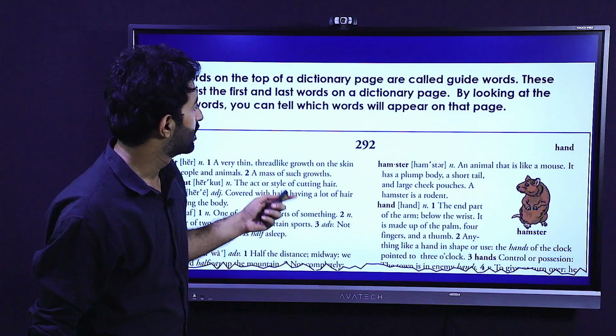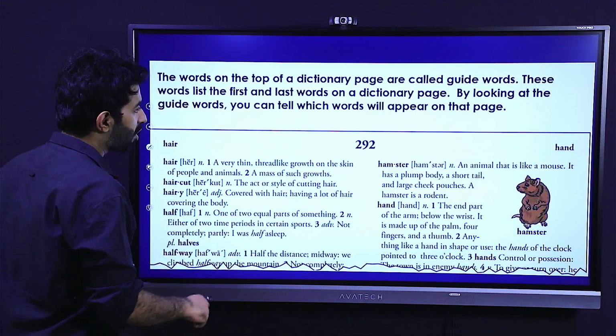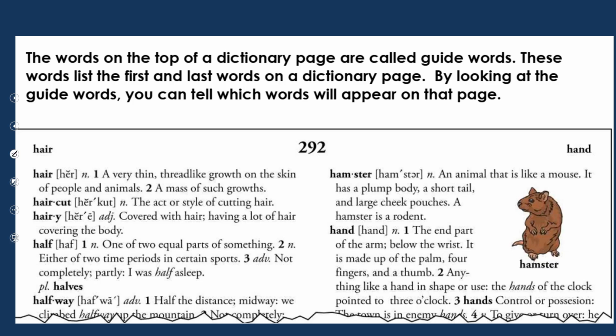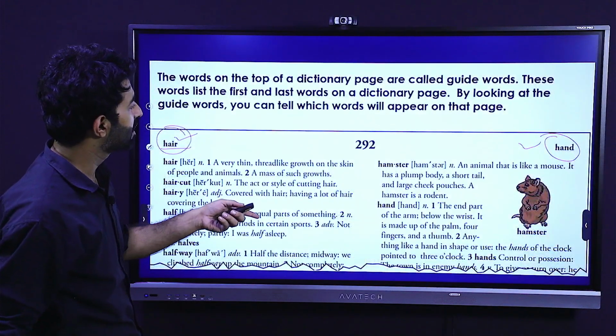All right. So students, we have already talked about it in one of the lessons. When we are opening a page of a dictionary, we find two words at the top left and right corners. They are guide words. They are guiding that the page contains the first word to be here and the last word to be hand. So if your word is not falling in this alphabetical order, you can move on to the next pages. So these are guide words.